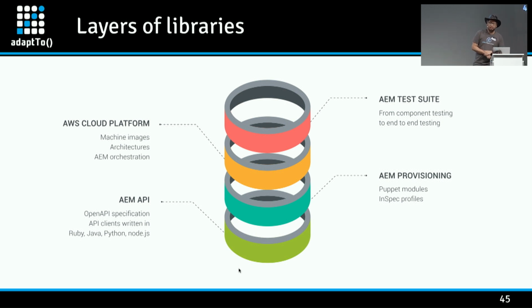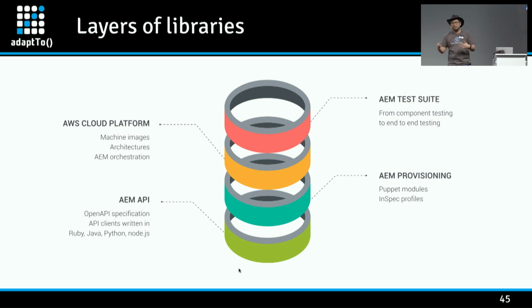On the next layer, the third from the bottom, is the AWS Cloud Platform. The AWS-specific implementations are all separated into different repositories. This allows one of our users to use the other layers and then integrate them into their own GCP implementation. And at the top is just the AEM test suite.